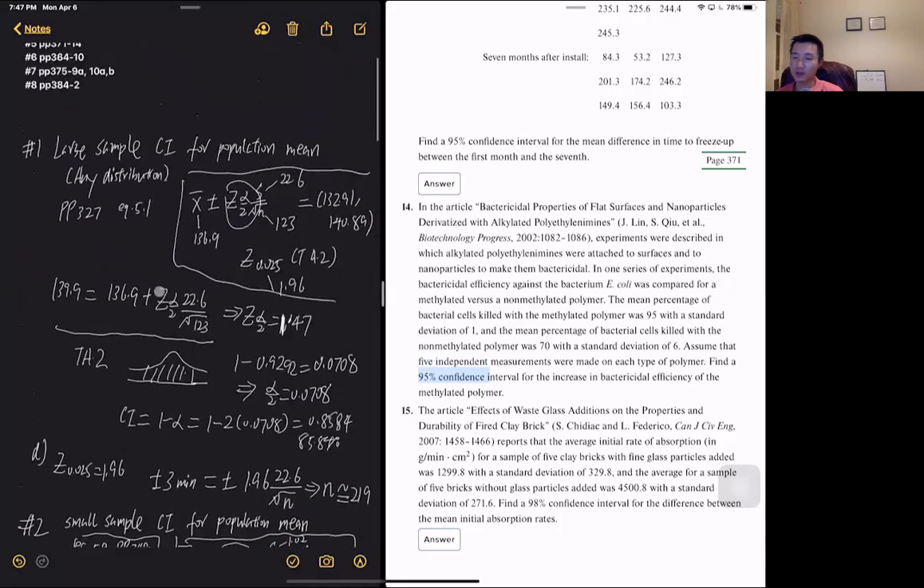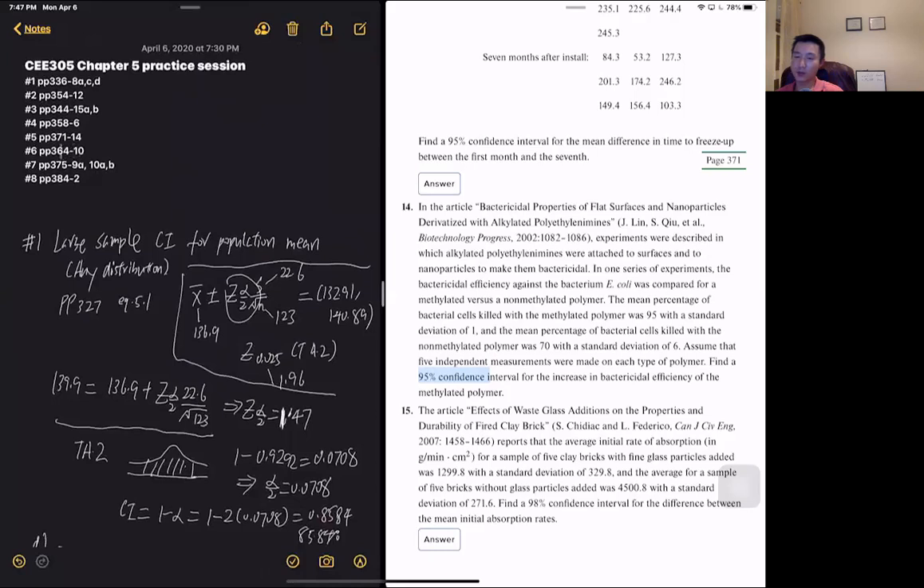So the next question, page 364, question number 10.